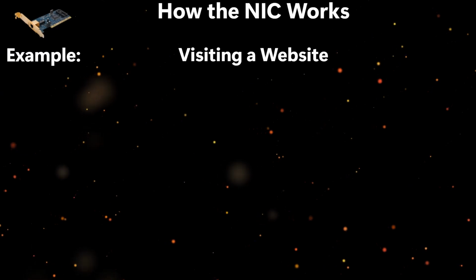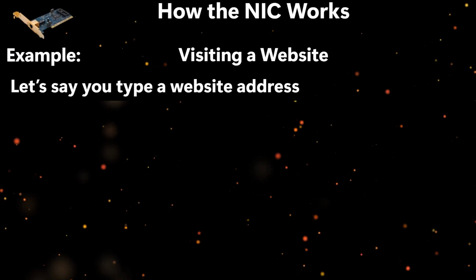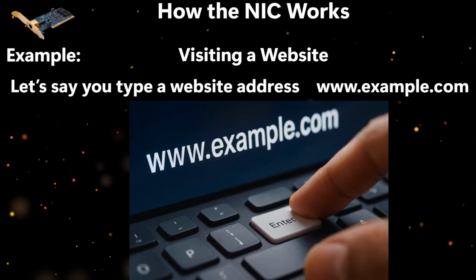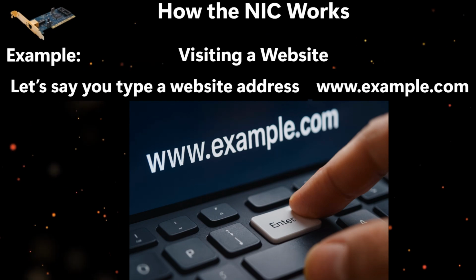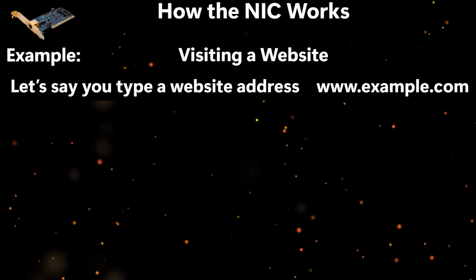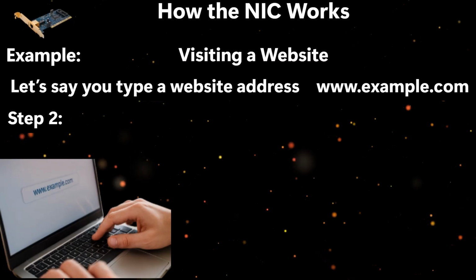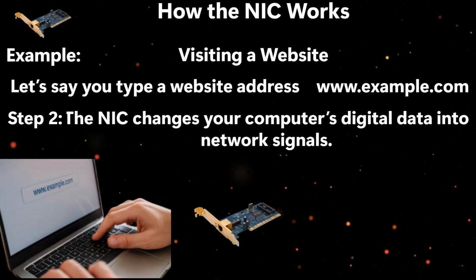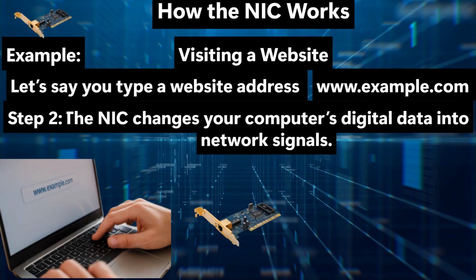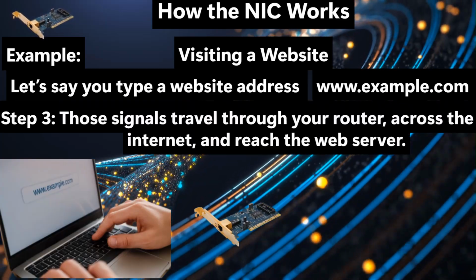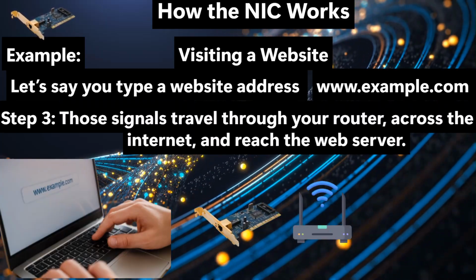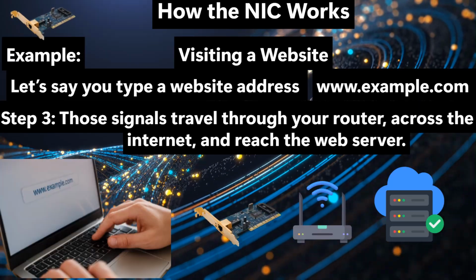Example, visiting a website. Let's say you type a website address, like www.example.com, and press enter. Here's what happens step by step. Step 1. Your browser sends the request to the NIC. Step 2. The NIC changes your computer's digital data into network signals. Step 3. Those signals travel through your router, across the internet, and reach the web server.